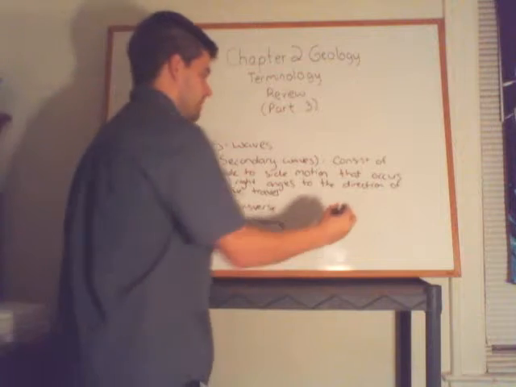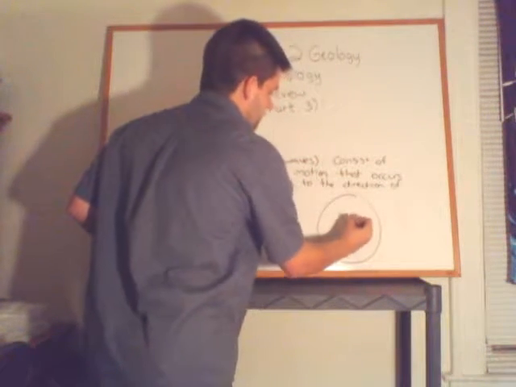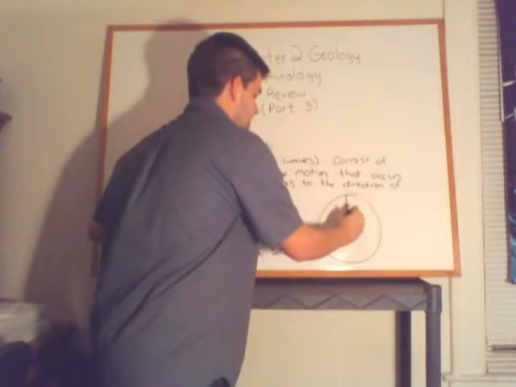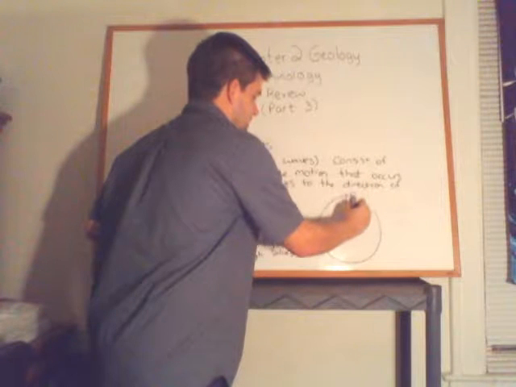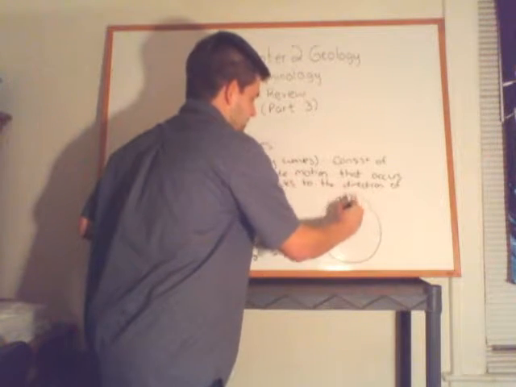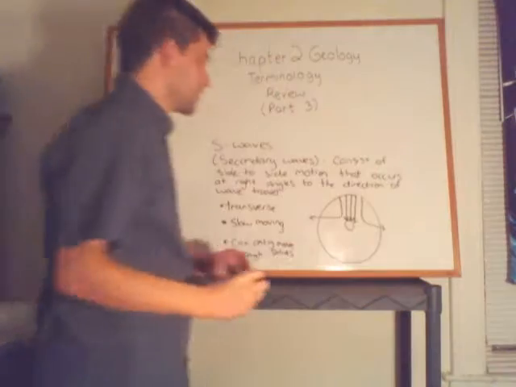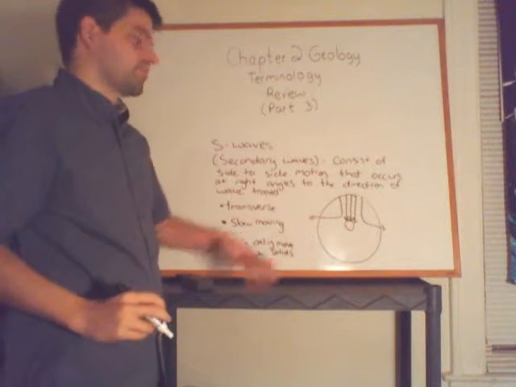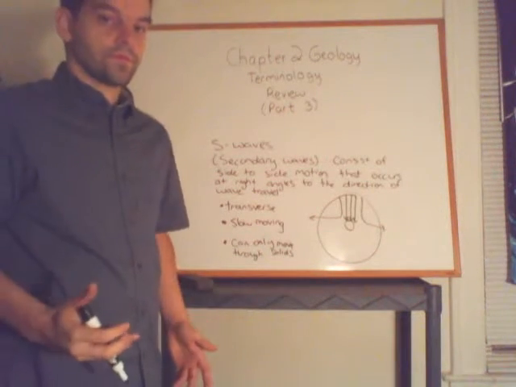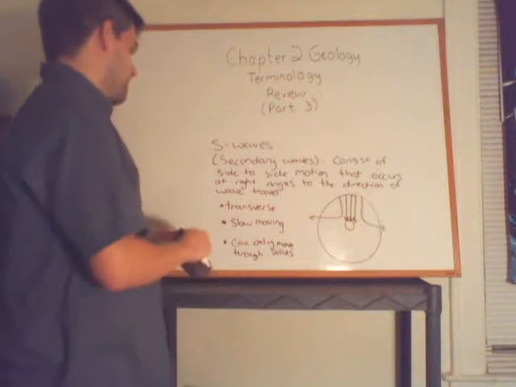Okay, now I'm going to draw our Earth again with our core. Now the thing to remember with these is they cannot go through liquids. Alright, so these are what the S waves look like in comparison to the P waves. They're slower and they can only move through solids. Okay, let's look at our next type of wave.